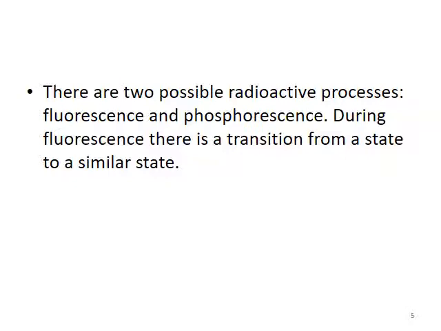Fluorescence and phosphorescence. During fluorescence, there is a transition from a state to a similar state. Phosphorescence occurs after intersystem crossing takes place, so the transition accompanying the radiation typically involves a change from the triplet to the singlet state, which is much less likely to occur, and so the radiation is of lower energy and occurs over a much longer time scale.